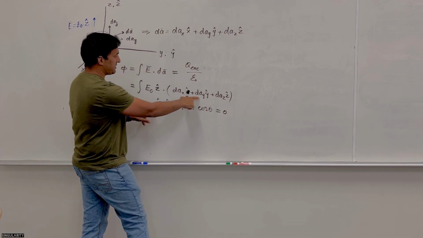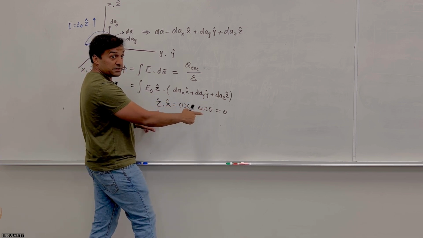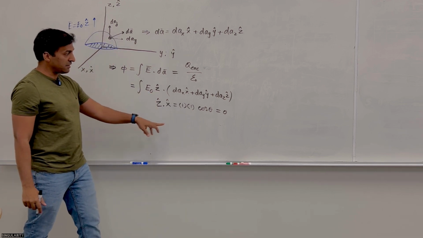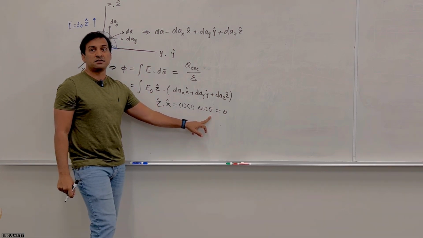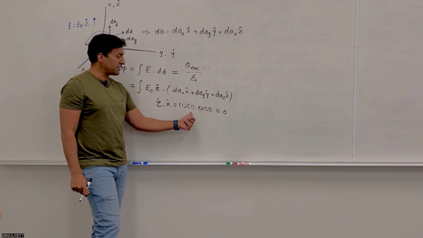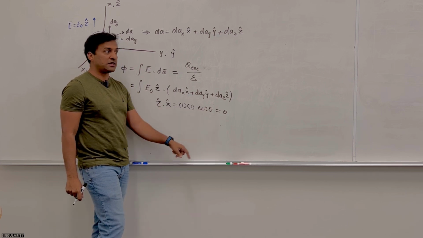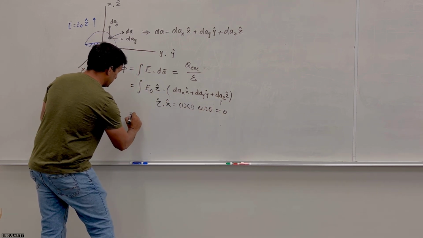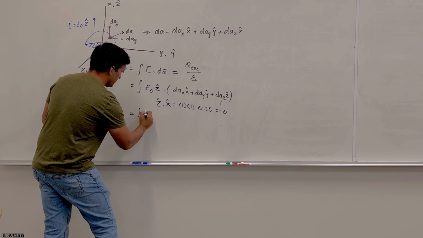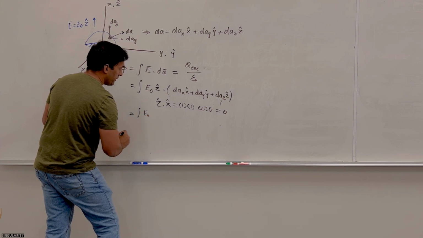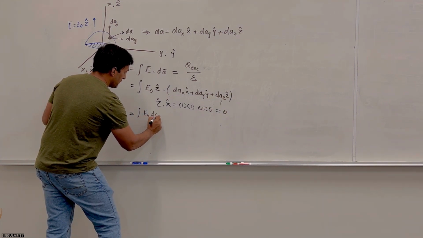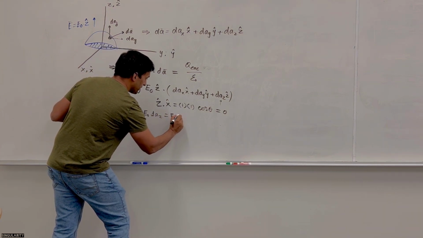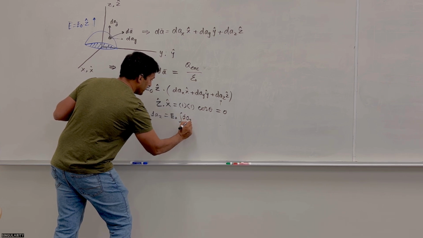By similar argument, the second term goes to 0, z dot y will be 0. But then z unit vector dotted with z unit vector, they are in the same direction. Parallel, angle would be 0 and cosine 0 is 1. So 1 multiplied by 1 multiplied by 1 will give us 1, and only this term survives. So we will have integral E naught dAz. E naught is constant, take this out of the integral and we have dAz.